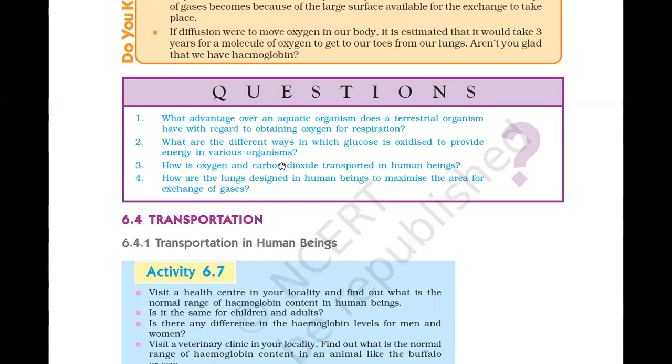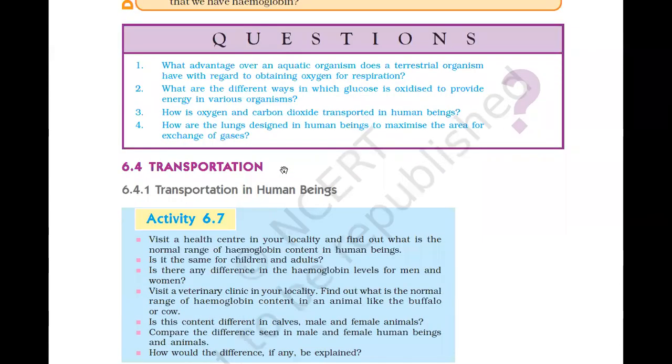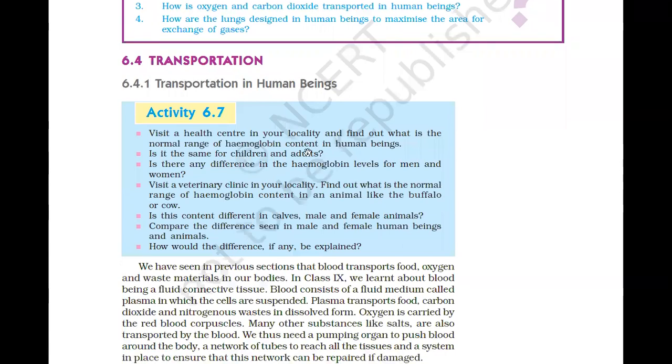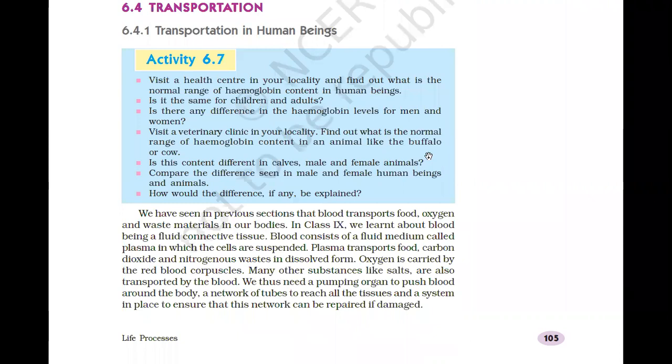Transportation. Transportation in human beings. Activity 6.7. Visit a health center in your locality and find out what is the normal range of hemoglobin content in human beings. Is it the same for children and adults? Is there any difference in the hemoglobin levels for men and women?